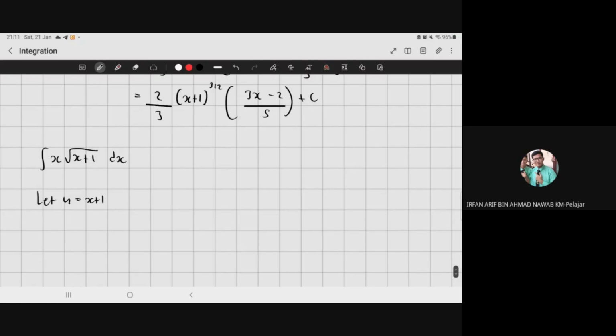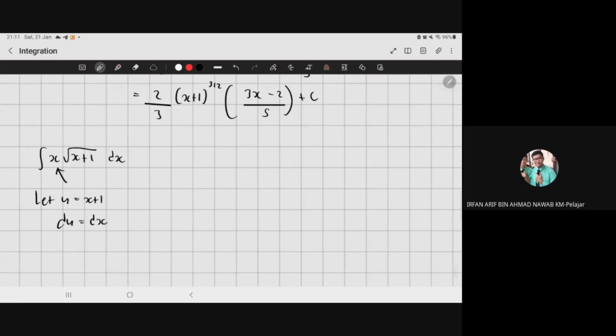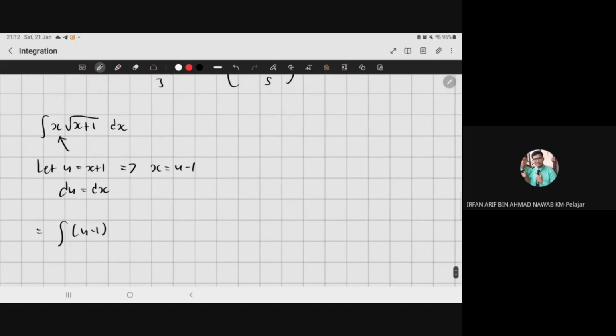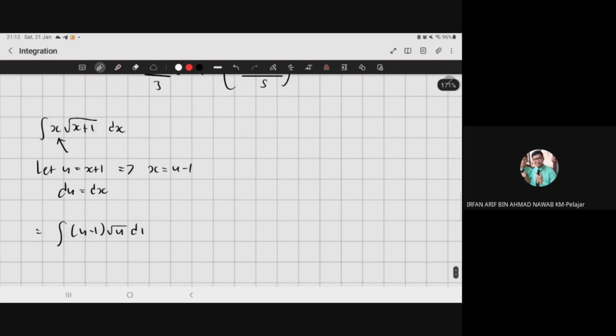So now we differentiate u with respect to x. You will get du is equal to dx. But how about this x? What do you do with this x? So remember, we express x in terms of u, we will get x is equal to u minus 1. Now, you will get an integral, which is u minus 1, the square root of u du.